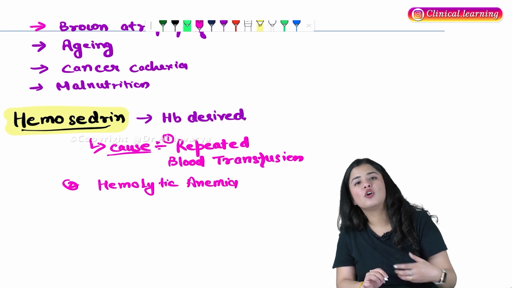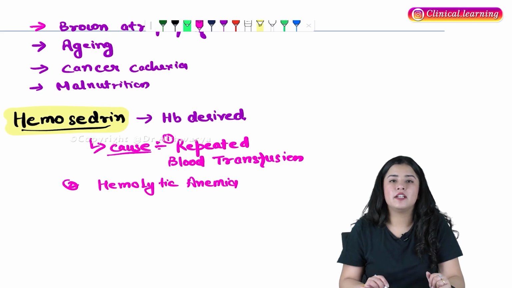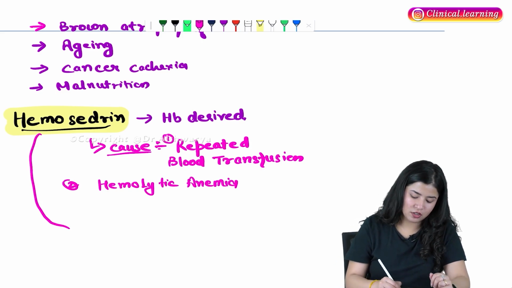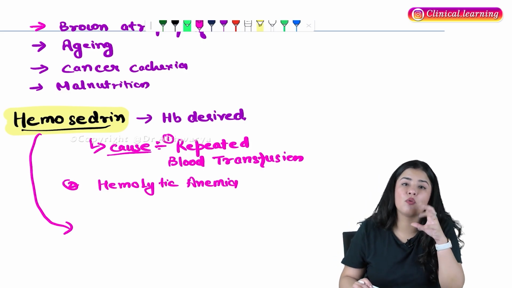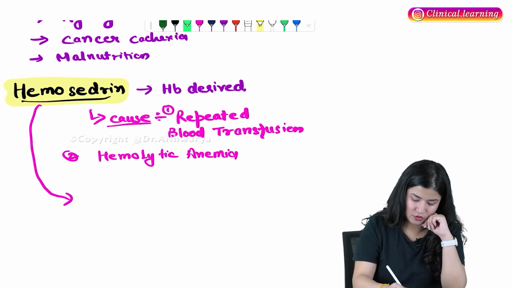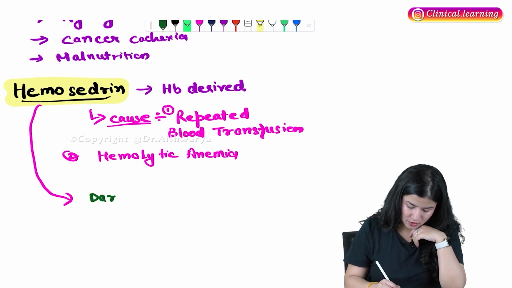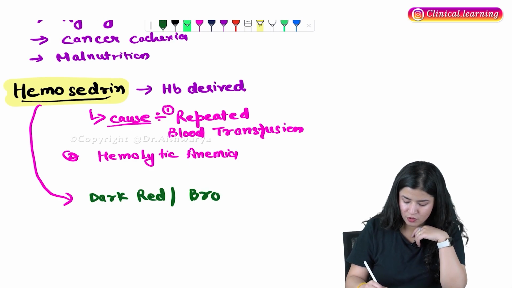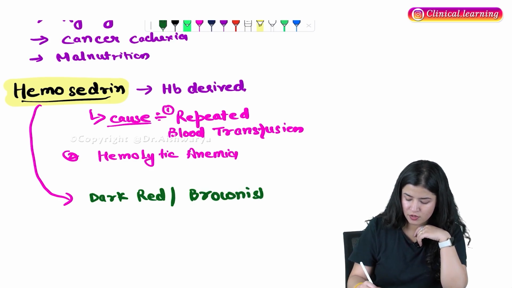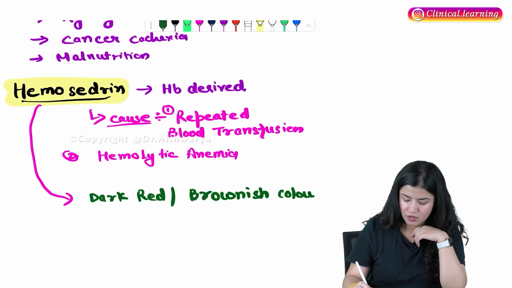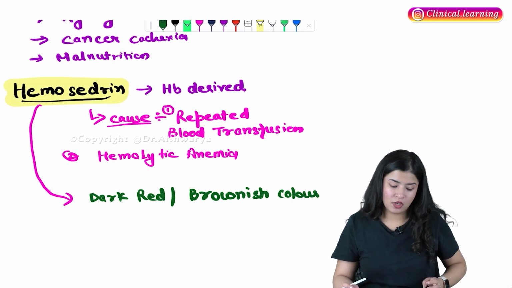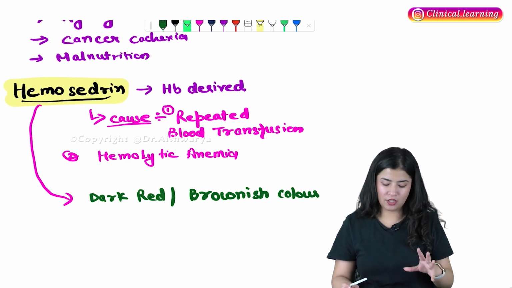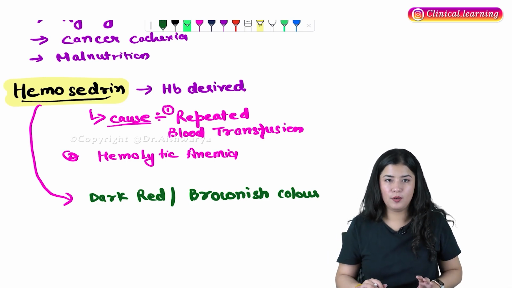Now what is the color of this hemosiderin? It generally gives a dark red or brownish color. It is of dark red or brownish color. हमने लाइपोफिस्टिन में क्या बोला था? It is golden brown and hemosiderin क्या है? It is dark red or brownish in color.